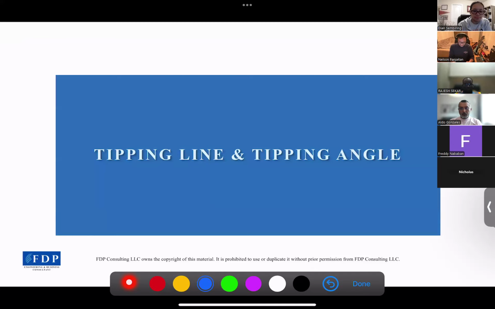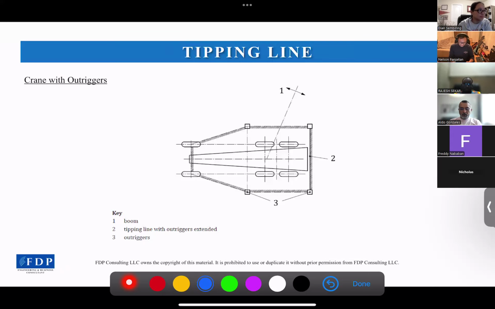Now we will talk about the tipping line and tipping angle. For a crane with outriggers, the tipping lines are the lines which connect all the outrigger points. So if we only use the outriggers, the tipping line will be here.